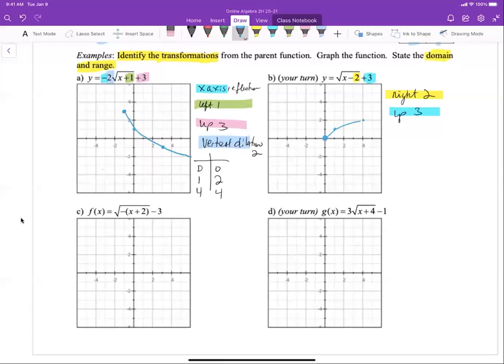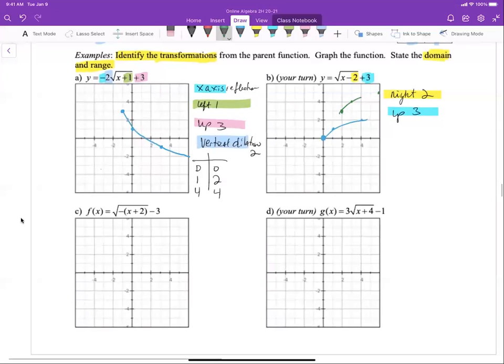All right, I have no reflections, but now I need to graph. I need to go to the right 2 and up 3. So there's my new starting point. And I have no vertical dilation. So over 1, up 1, over 4, up 2. And now I can graph the graph.